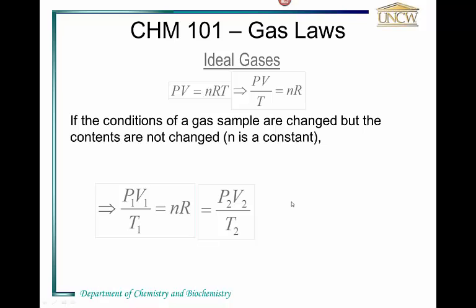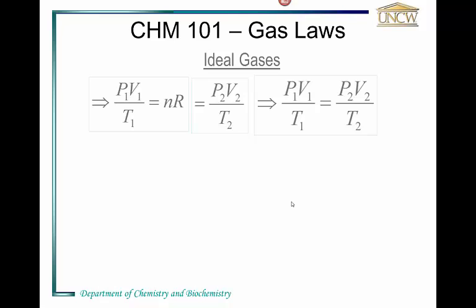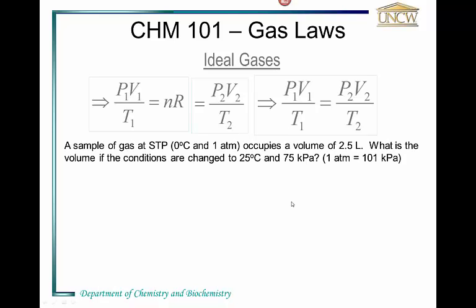So with that in mind, we have the relationship when the number of moles is the same: P1 V1 over T1 equals P2 V2 over T2. So how can we use this? Well, let's say we have a sample of gas at standard temperature and pressure, STP, which is defined as 0 degrees centigrade and 1 atmosphere. We find that that gas occupies 2.5 liters under those conditions.